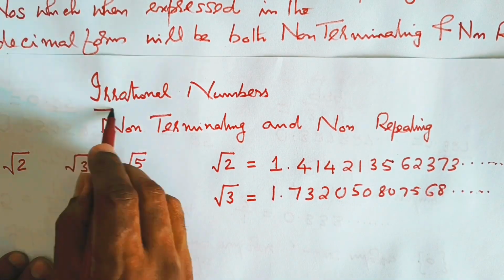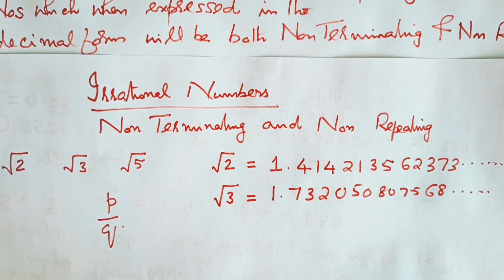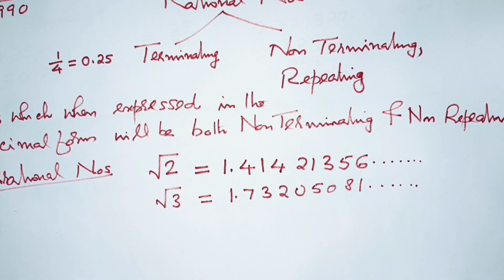So basically, irrational numbers you can think of this way. Number one, numbers which are non-terminating and non-repeating when expressed in the decimal form. Number two, these numbers cannot be put in the form P by Q. That is what you need to understand by the word irrational numbers. I hope you got a clear idea about irrational numbers.